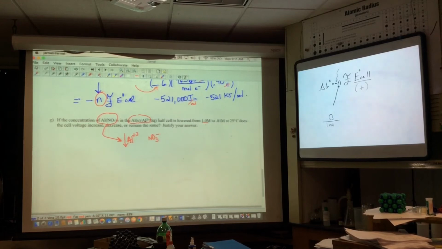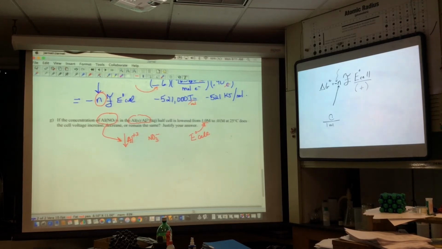So if I lower this from 1.0, now why was it at 1.0? Because we were finding standard conditions. E0 of cell is a thermodynamic quantity. Couldn't talk about it then, now we can. Here's an AP question: what would be the molarity if I'm finding E0 cell of my ions? They would have to be 1 molar. So now I'm making this concentration smaller. Does the cell voltage increase, decrease, or remain the same?